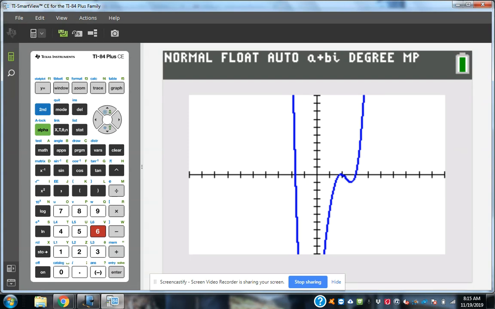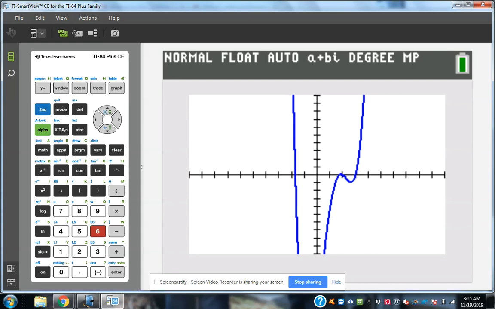What would this solution be? Which is what? The negative square root of 3. That's where that's at. And then right here is a nice one at positive 3. Wasn't that one of our solutions we found? That's where it crosses the x-axis. It had a multiplicity of 1, so it crosses.